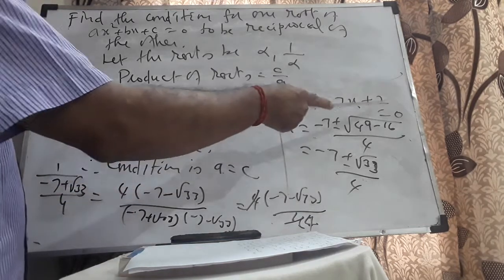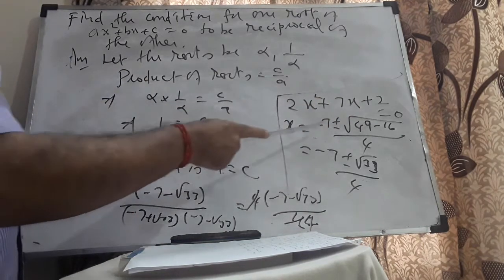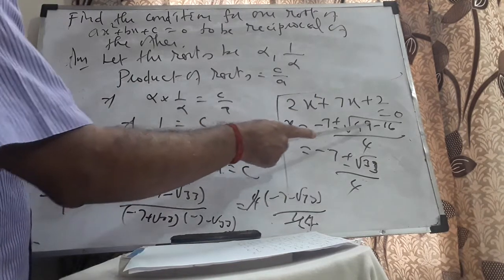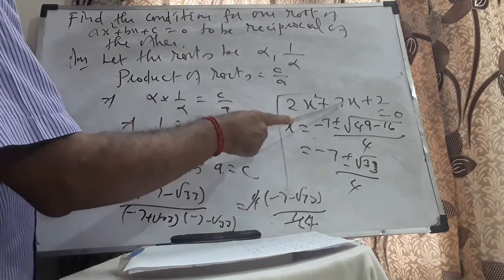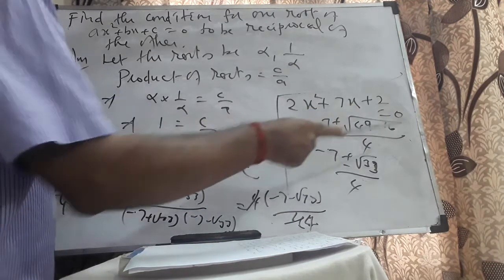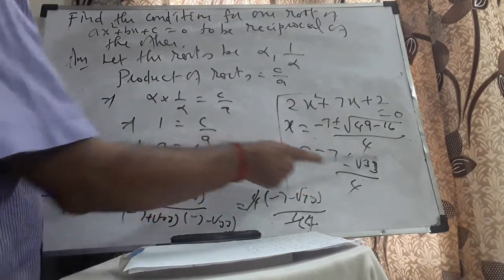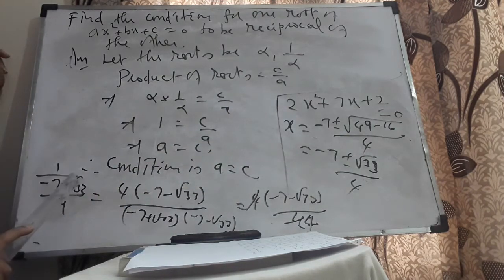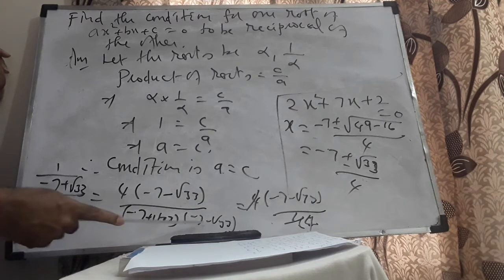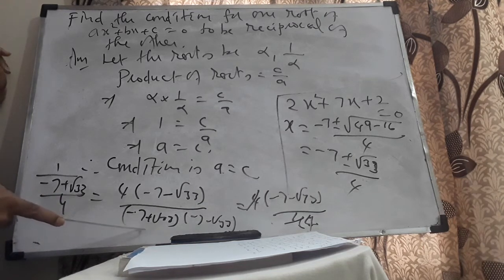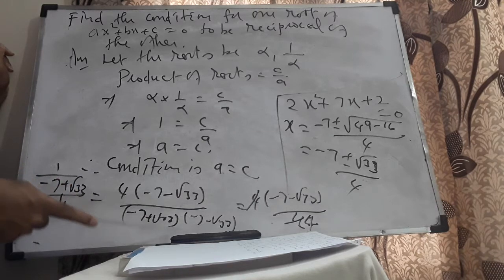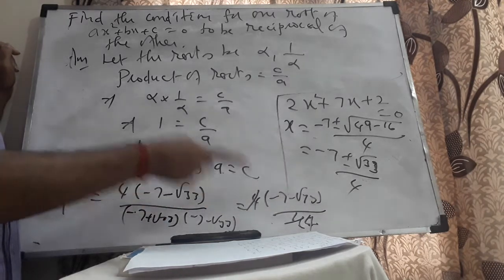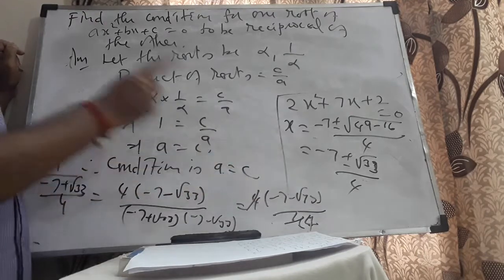2x square minus 7x plus 2 is equal to 0. x is minus 7 plus or minus root 49 minus 16, that is b square minus 4ac: 4 2s are 8, 8 2s are 16. So root 33 by 4, 2 2s are 4. Now the reciprocal of one root, 1 by (minus 7 plus root 33 by 4): 4 into, multiply and divide by minus 7 minus root 33. Apply the a square minus b square formula here. So 49 minus 33 becomes 16. 4 by 16 is 4. Minus 7 minus root 33 by 4, I get the other root.